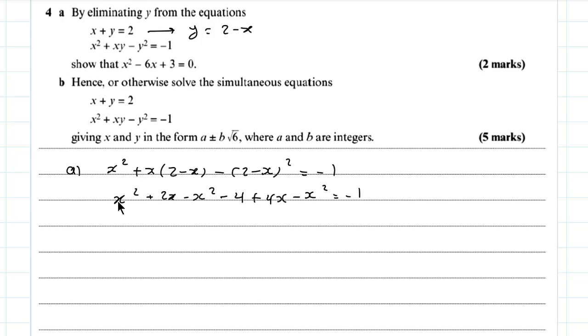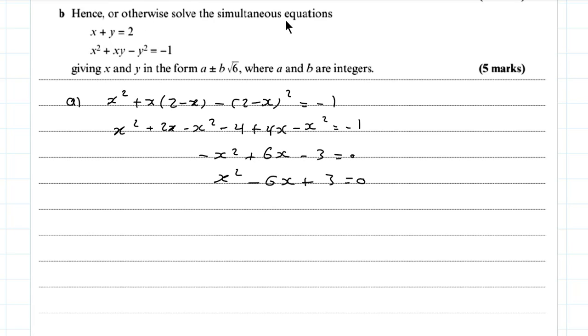After simplifying, x squared can cancel negative x squared, and then we have negative 4x plus 2x equals plus 6x, and then negative 1, positive 1 here, minus 4 minus 3. By multiplying by negative, we can find it as x squared minus 6x plus 3 equals 0 as required. B, hence or otherwise solve the simultaneous equations.